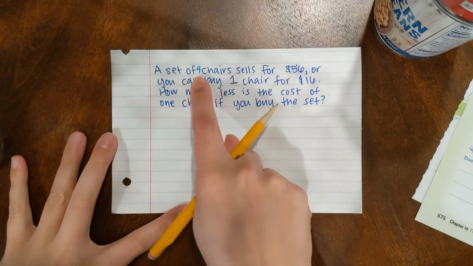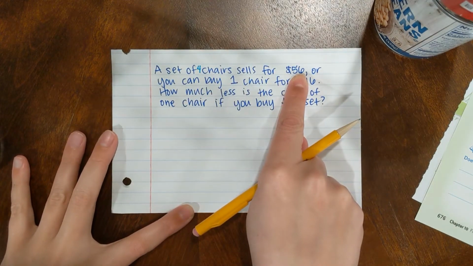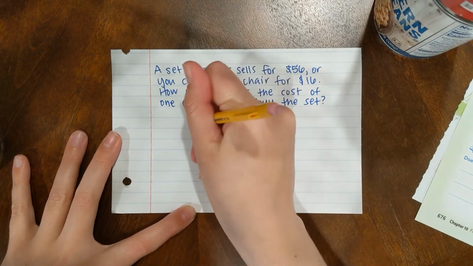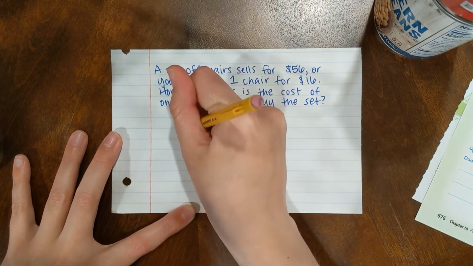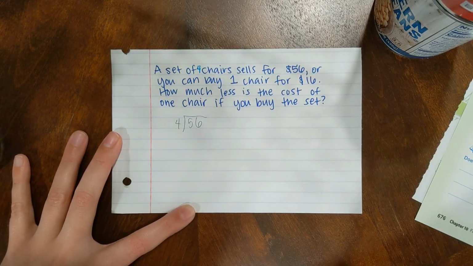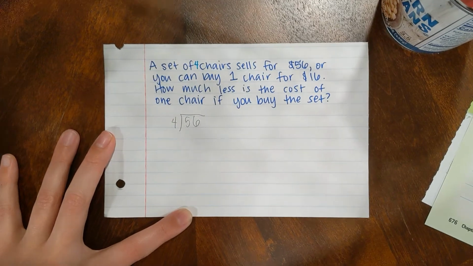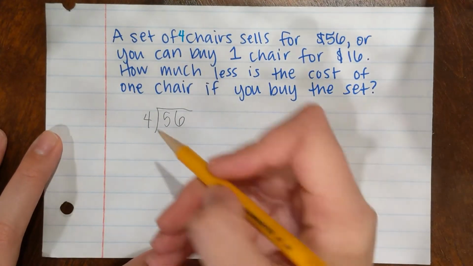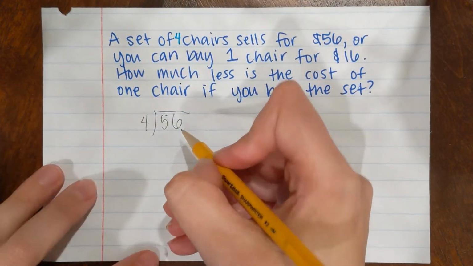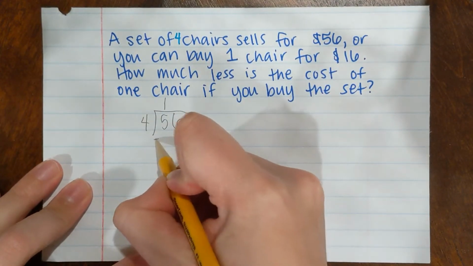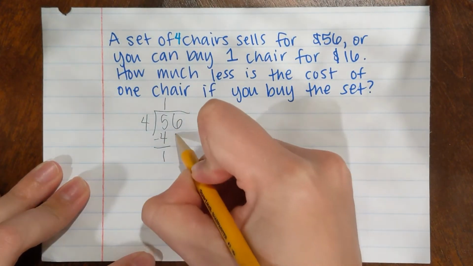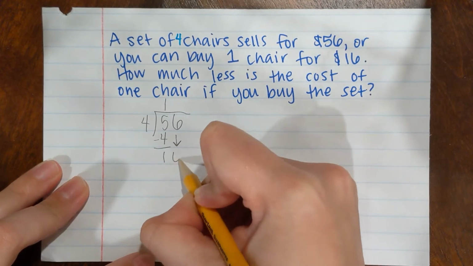All right, so I see 4 chairs, $56. Here's what I'm thinking. I'm going to need to find the price per chair, right? And so that would be 56 divided by 4 chairs. Let me zoom in a little for you. How many groups of 4 can I take out of 5? That would be 1. If I take out 1 group of 4, I'm taking out 4, and I have 1 left over. Bring the 6 down.